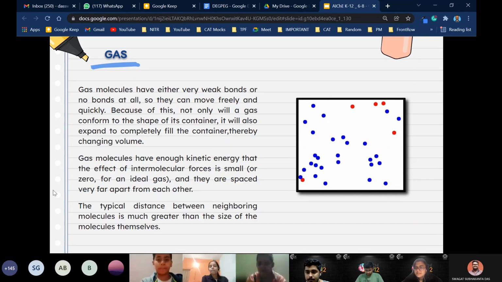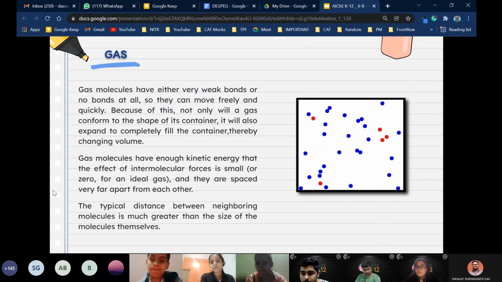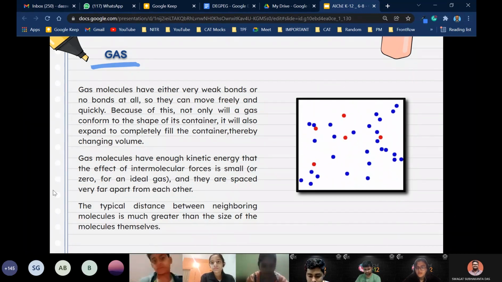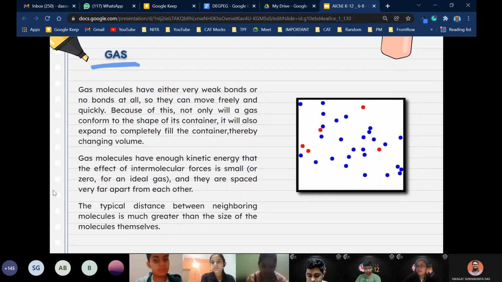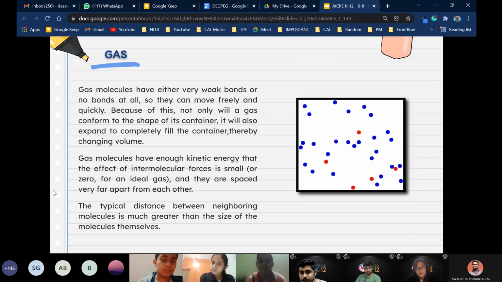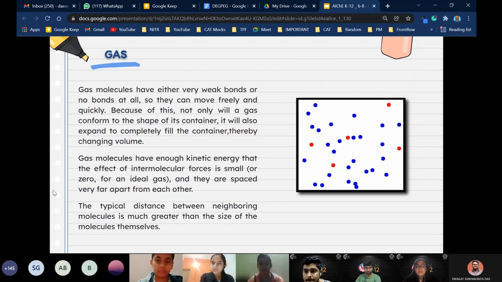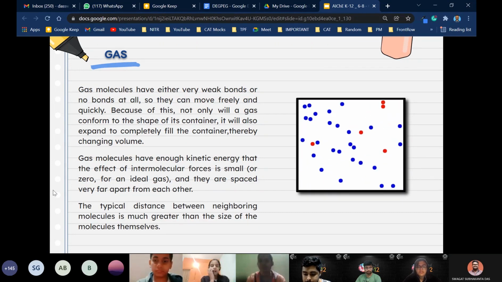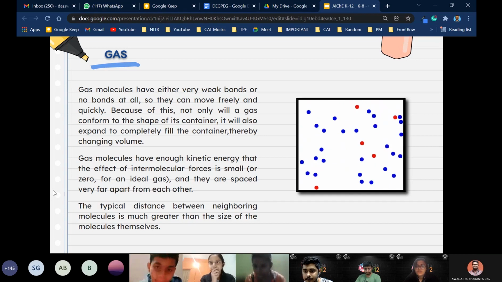Let me explain what kinetic energy is. Kinetic energy is an energy which is present and it helps the substance to gain some velocity. You might have learned it earlier. I was just giving you a brief overview about kinetic energy. The typical distance between the neighboring molecules is much greater than the size of the molecules themselves. This is also something you should know.